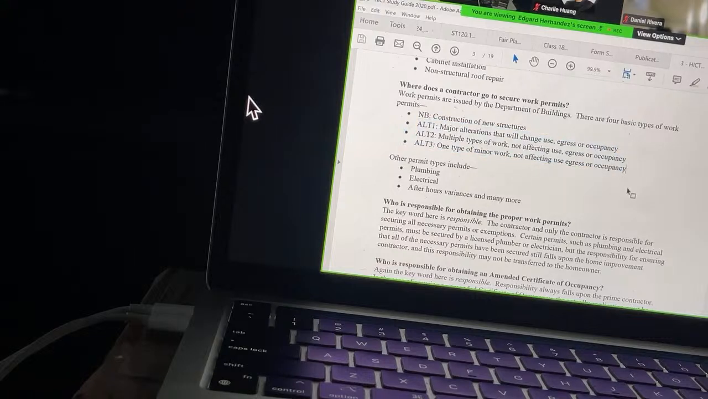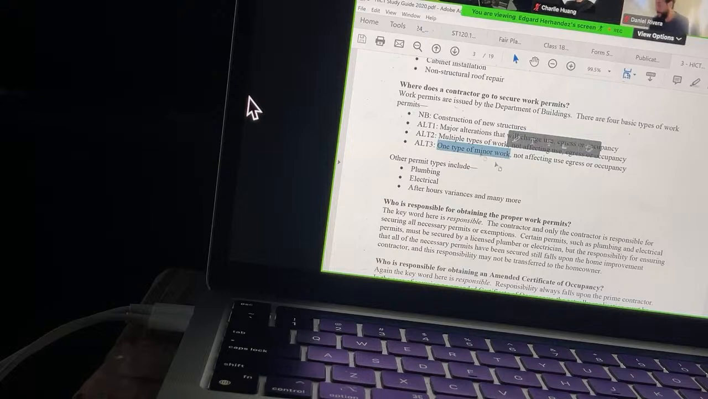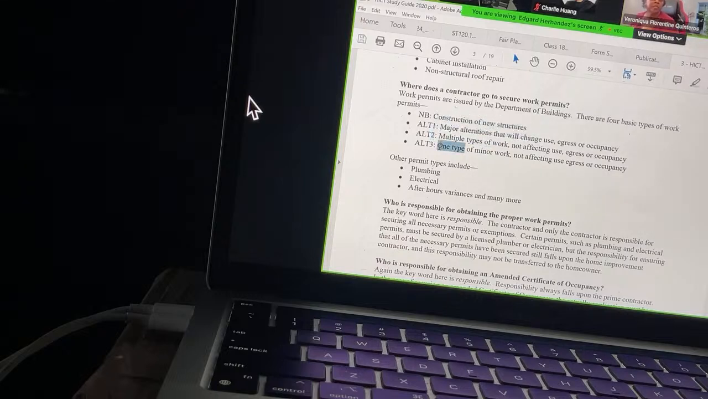because you don't have a license. You cannot do that type of work under this license. You cannot be touching that stuff. I'm sorry? What is ALT3? This is minor work. What you're doing is not this. You're not doing multiple. You're not doing major alterations. You're doing minor work.